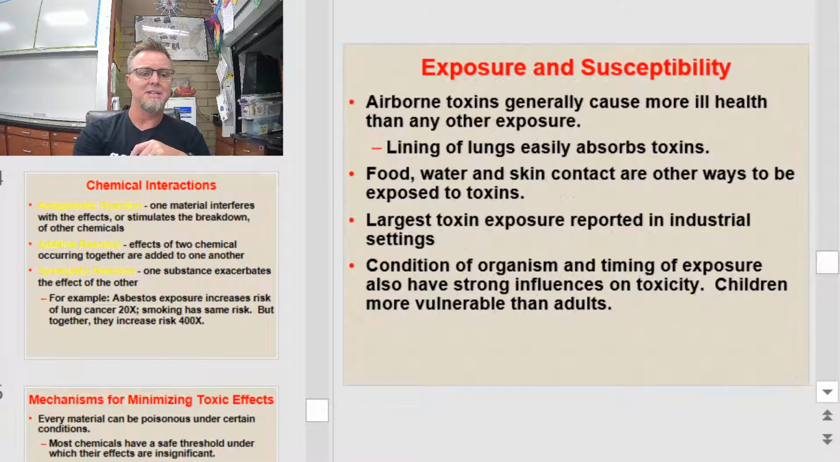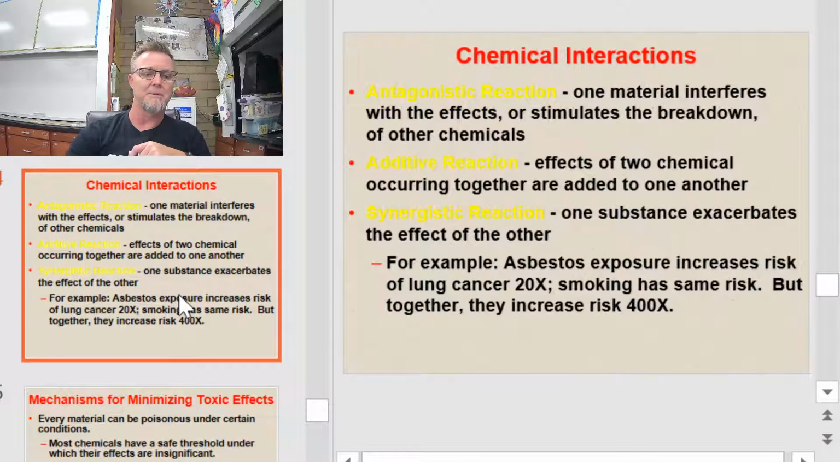All right, ladies and gents. So the last thing Mr. Kennedy wants to share with you here are some chemical interactions and one chemical affecting another chemical, maybe making these things worse, and some health policy. So we're nearing the end. Hang in there. You're almost done.